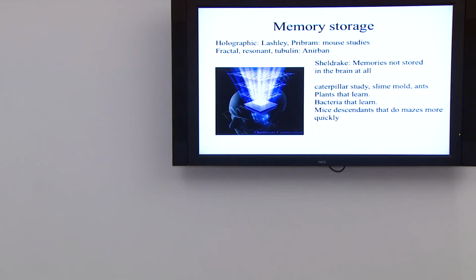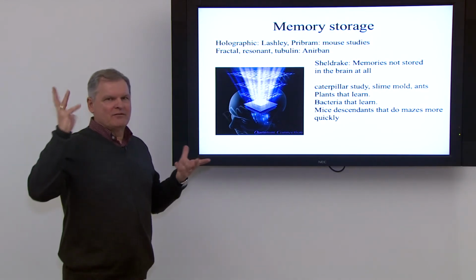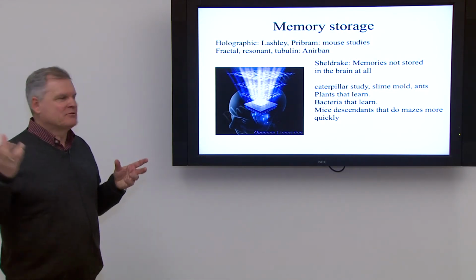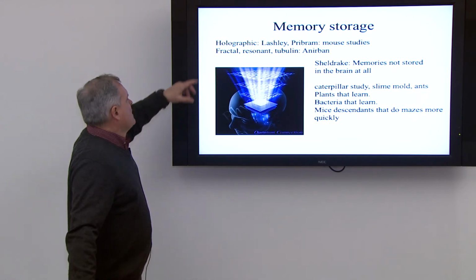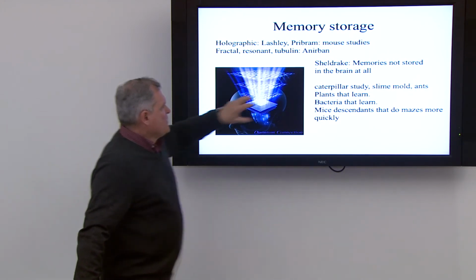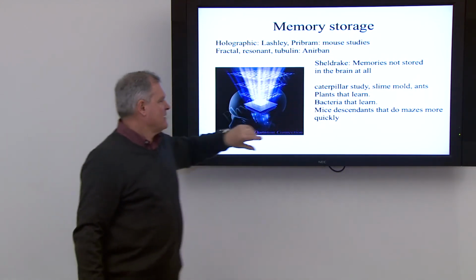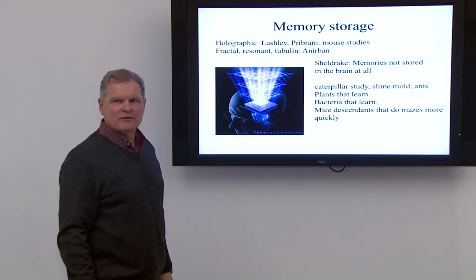So there are a lot of ideas about where memory is stored. Some people believe it's holographic, so our brain creates a hologram of the universe. This is the work of Karl Pribram. Some people believe in this fractal resonance structure. There are even more exotic ideas by Rupert Sheldrake. He wrote some very interesting books, a biologist from Cambridge.